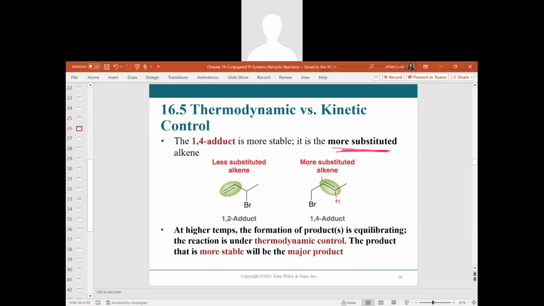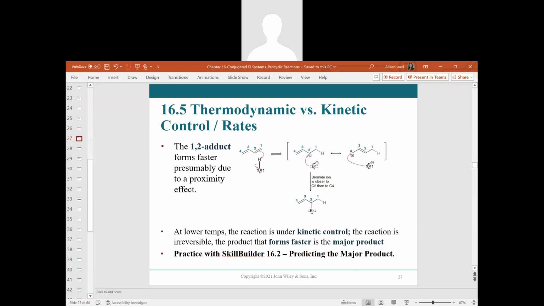We see if we were to fill in hydrogen, sometimes it's a little clearer, right? So we have, again, our more highly substituted alkene shown on the right here. So this will be why the 1,4 adduct becomes more stable, because it's the more highly substituted alkene, and this would be then the major product at higher temperatures. And we could say that at higher temperatures, we are using thermodynamic control to generate this as our major product.